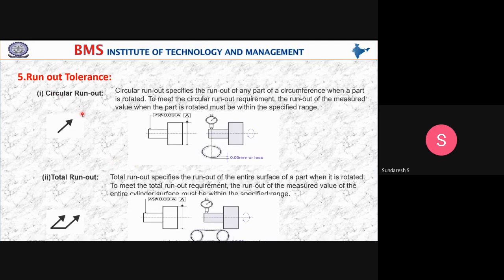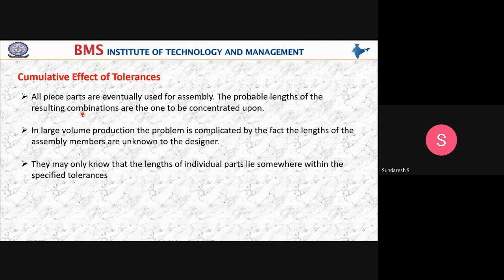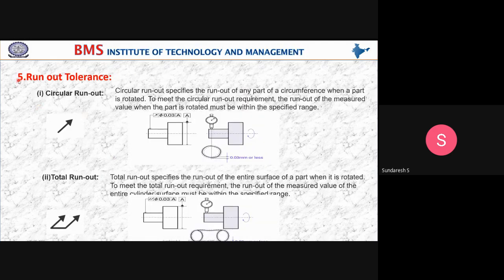Then the last one is runout tolerance. The runout tolerance is of two types: circular runout and total runout. A circular runout specifies the runout of any part of a circumference when a part is rotated. To meet the circular runout requirement, the runout of the measured value when the part is rotated must be within the specified range. So this is when you just rotate.